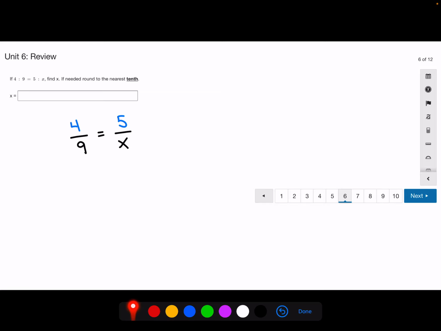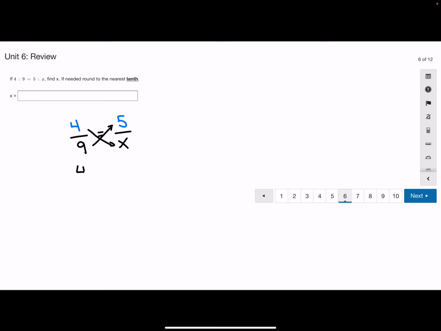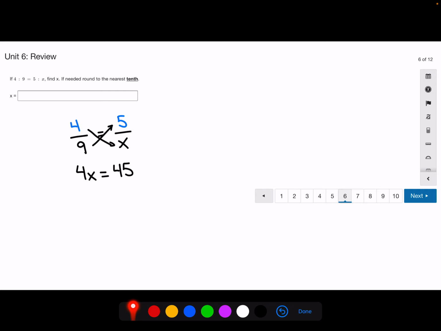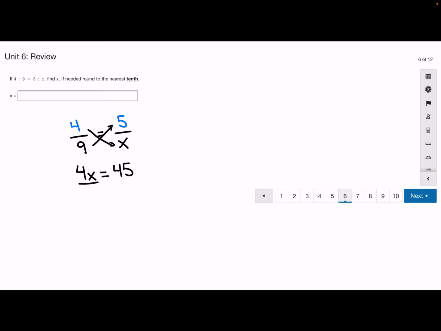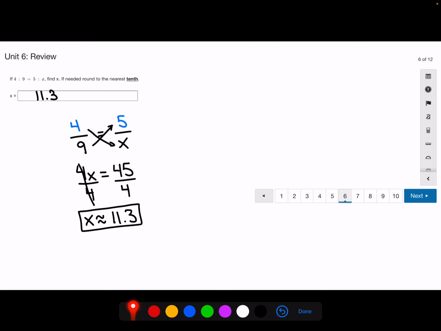Well, at this point, we can just solve for x. We cross multiply, giving us 4x equals 45. And then if I divide both sides by 4, I will have x. Well, 45 divided by 4 is 11.25, but we're rounding to the nearest tenth. So I'd round up to 11.3. So x is about 11.3.